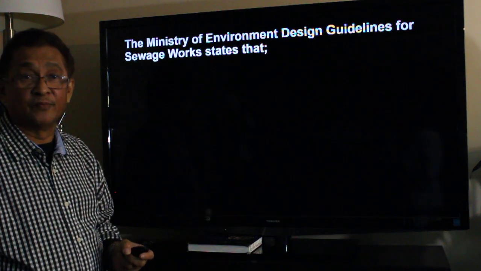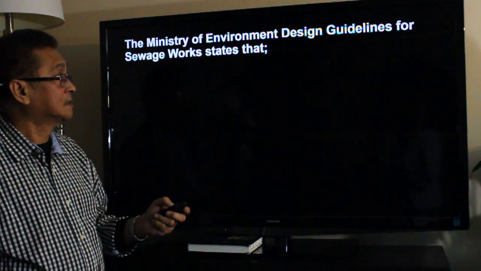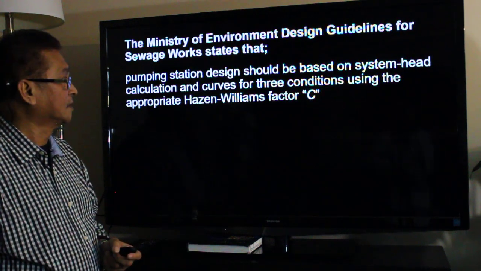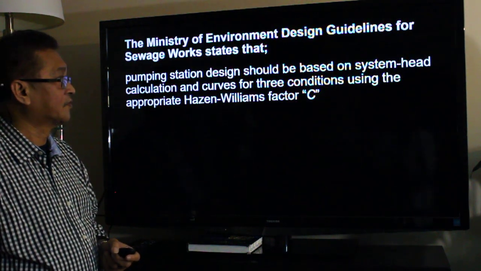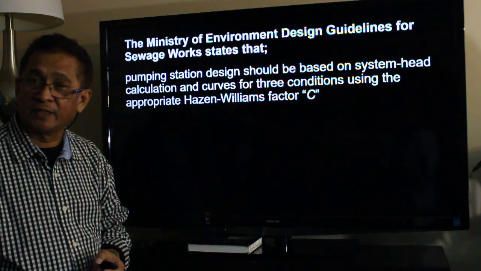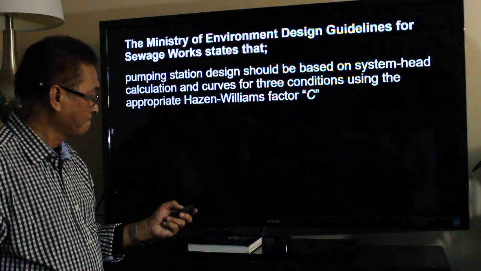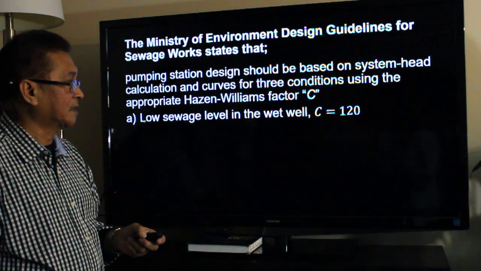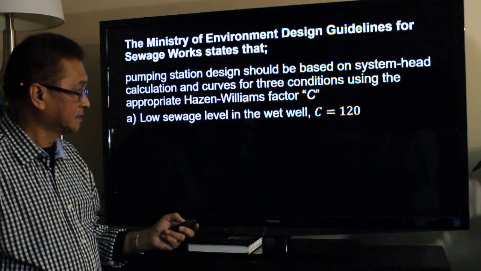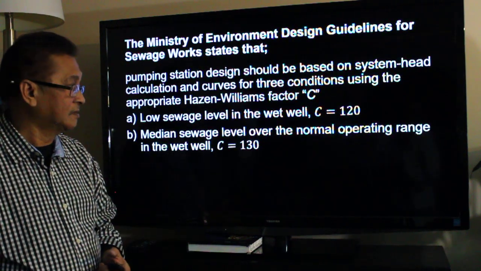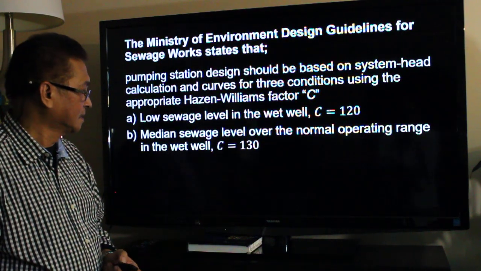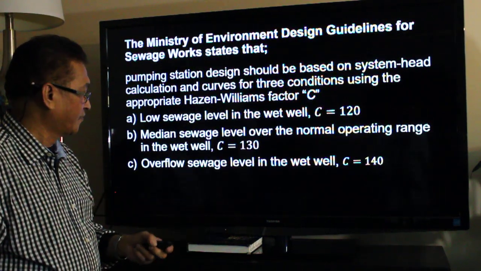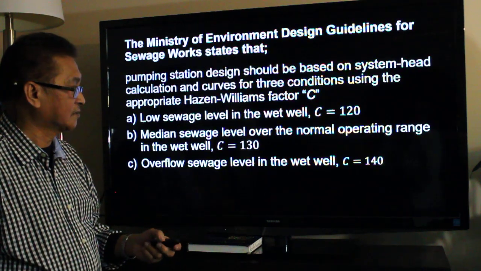The Ministry of Environment Design Guidelines for Sewage Works states that pumping station design should be based on system head calculations and curves for three conditions using the appropriate Hazen-Williams factor C. A. Low sewage level in the wet well, wherein C will be equal to 120. B. Median sewage level over the normal operating range in the wet well, with C equals 130. And C. Overflow sewage level in the wet well, with C equals 140.